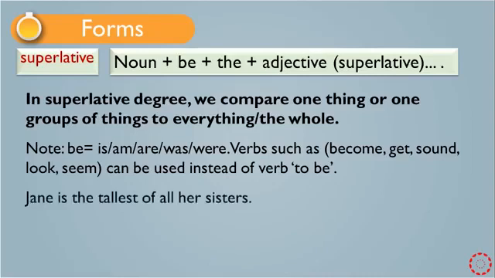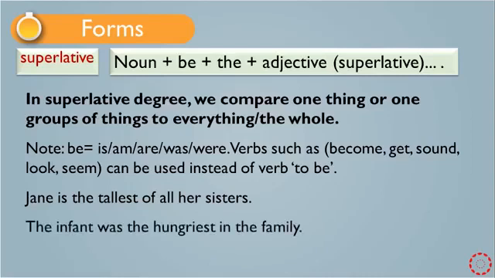Look. Jan is the tallest of all her sisters. We compared Jan to all her sisters, not one sister, okay? Not to one sister. Jan is the tallest. Why the tallest? Because it is superlative degree, of all her sisters. The infant was the hungriest in the family. We said before in comparative degree, the infant was hungrier than the mother. But now we say the infant was the hungriest in the family. We compare the infant to the whole family. Okay.